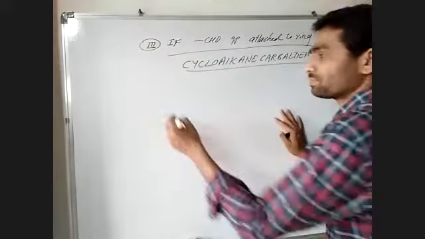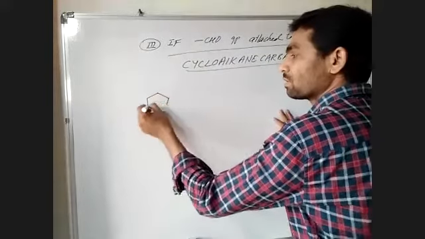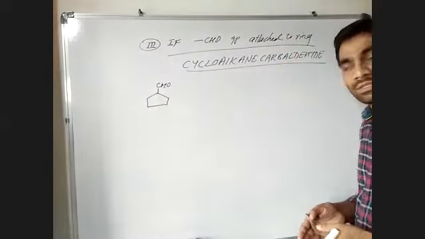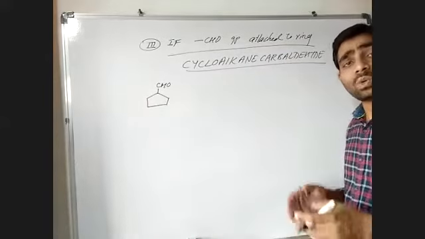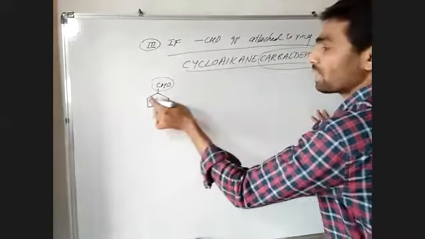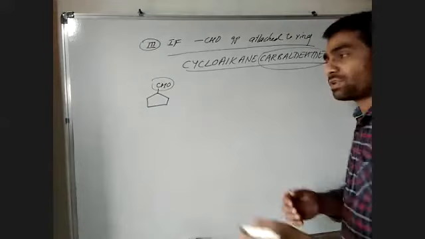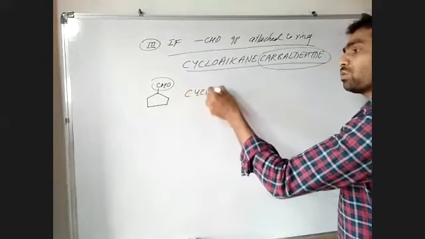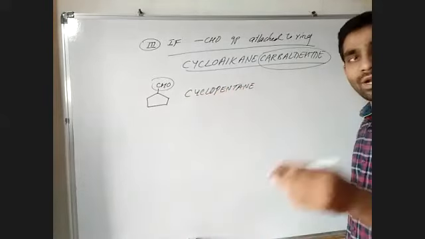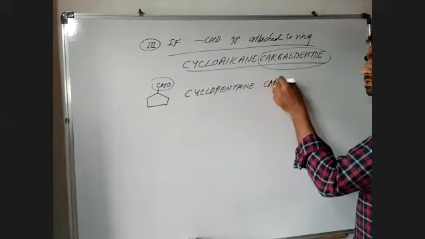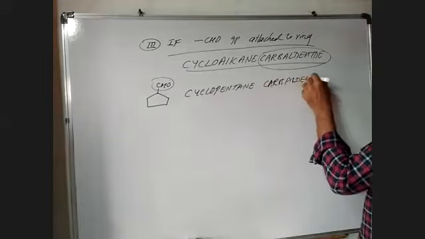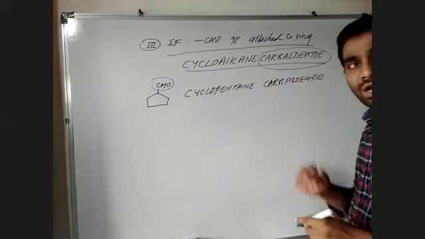For example, now produce the name. Very easy for understanding. What is the name? This carbaldehyde is this one, and cycloalkane is this one. So this will be cyclopentane carbaldehyde, right? Yes. This will be cyclopentane carbaldehyde.